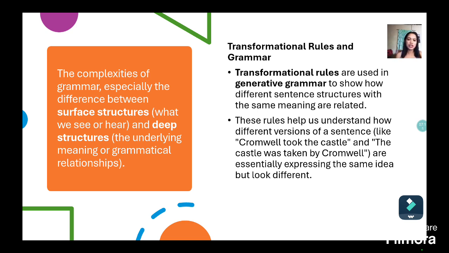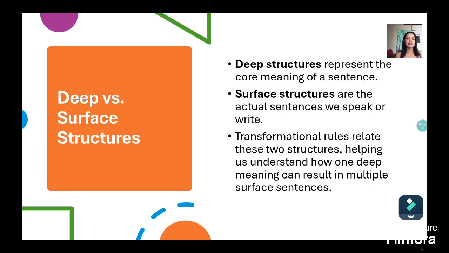So, the transformational rules in grammar are used in generative grammar to show how different sentence structures with the same meaning are related. These rules help us understand how different versions of a sentence, like "Cromwell took the castle" and "the castle was taken by Cromwell," are essentially expressing the same idea but look different.